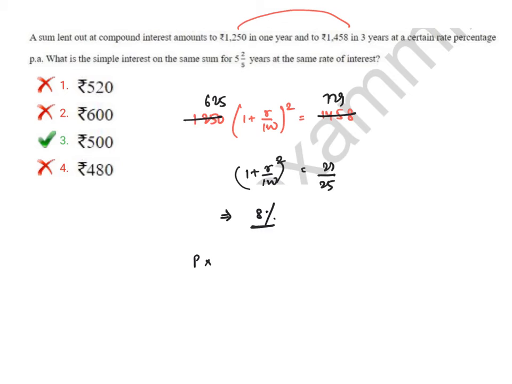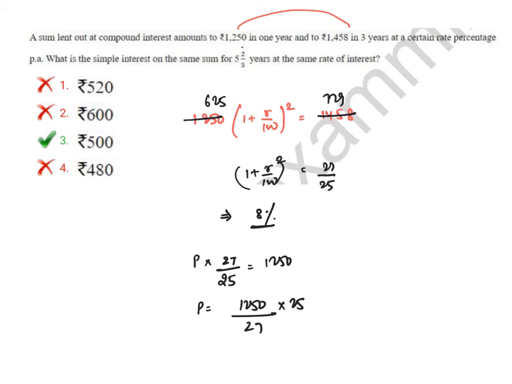Now, principal into 8% means 108 by 100. That is, principal into 27 by 25 is equals to 1250. Therefore, principal is 1250 by 27 into 25 here.